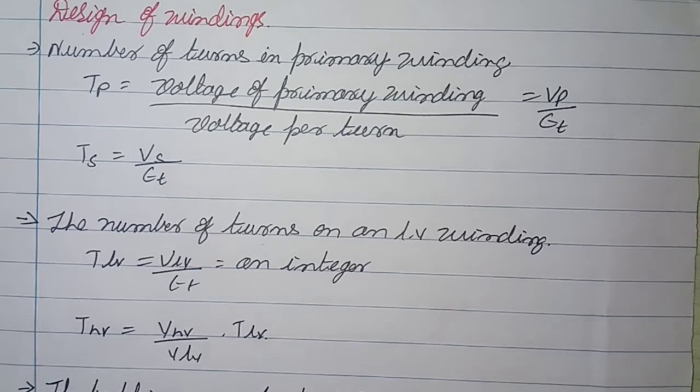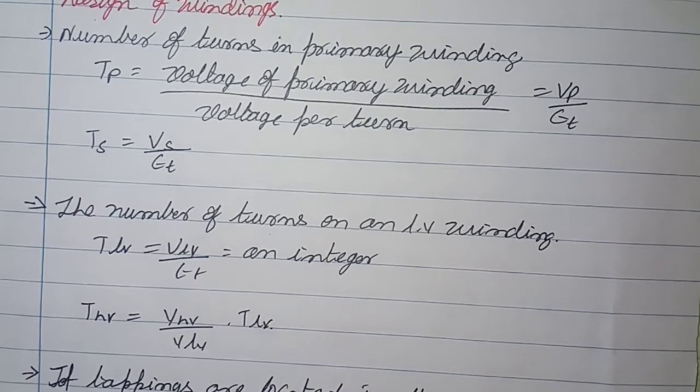Similarly for the secondary, the number of turns in the secondary winding, TS, is equal to the secondary voltage divided by the voltage per turn. So we know that the voltage per turn in the primary will be equal to the voltage per turn in the secondary. Very much important.